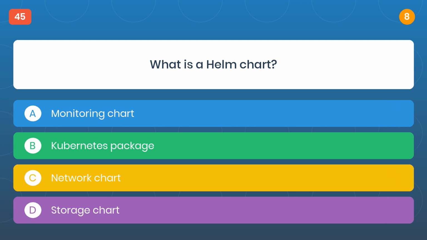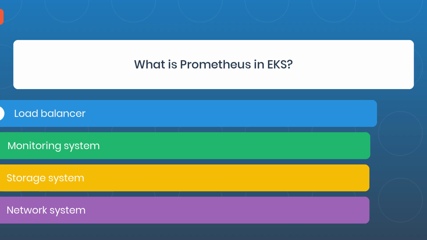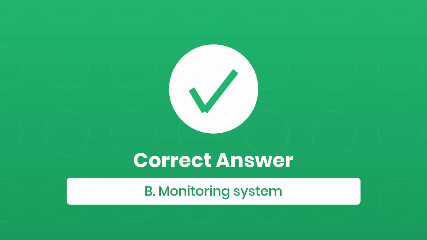Question 45. What is a Helm chart? The correct answer is B, Kubernetes Package. Question 46. What is Prometheus in EKS? The correct answer is B, Monitoring System.